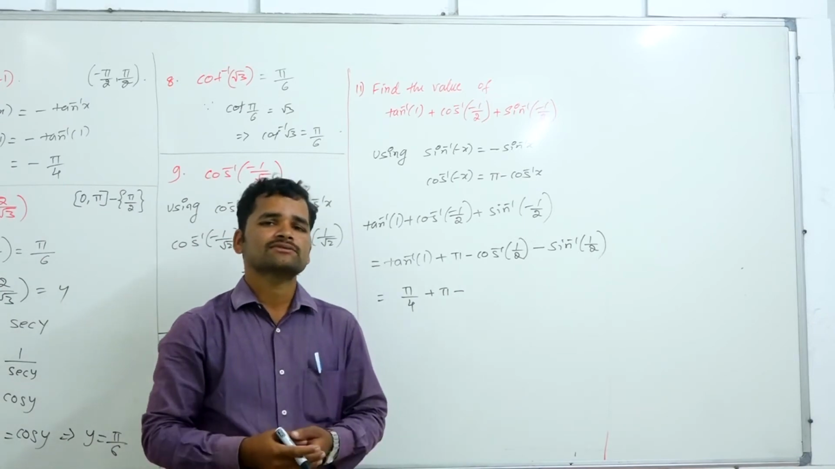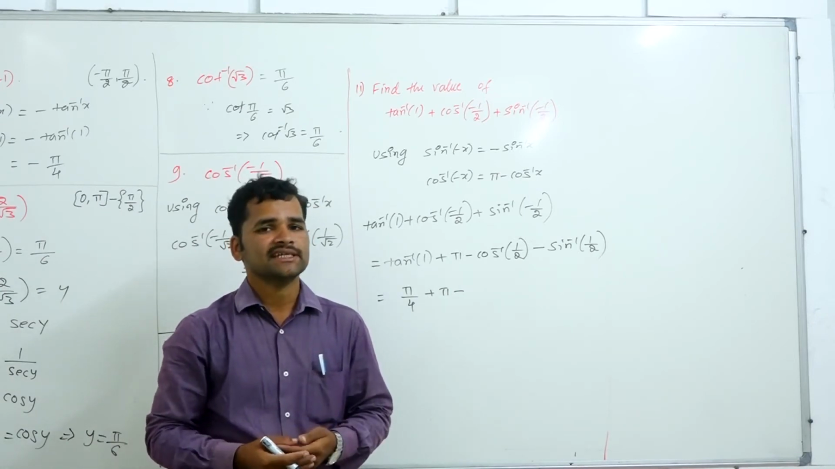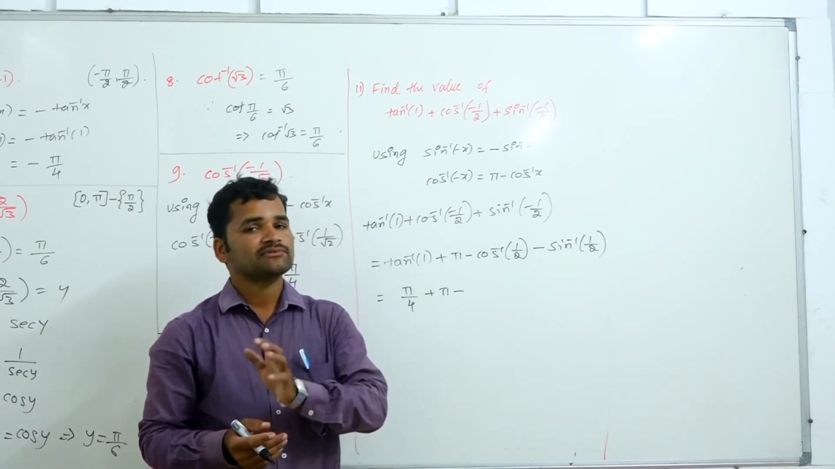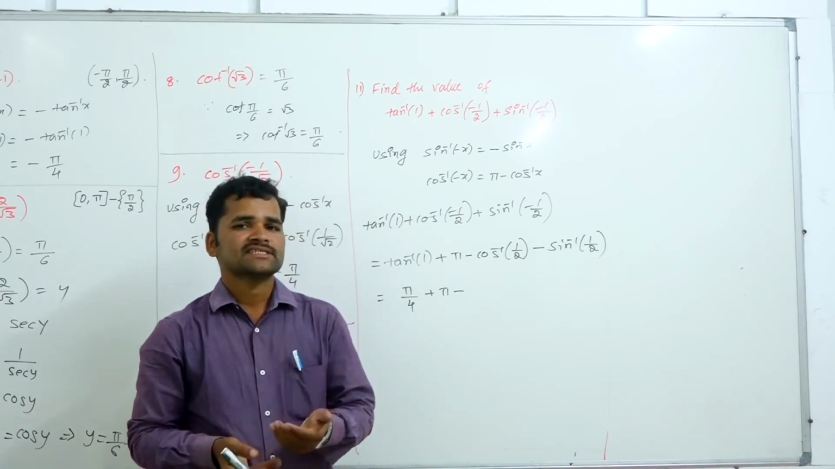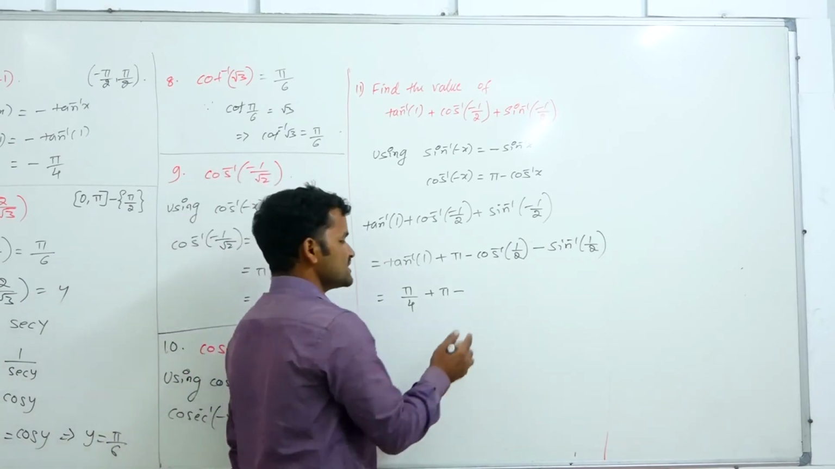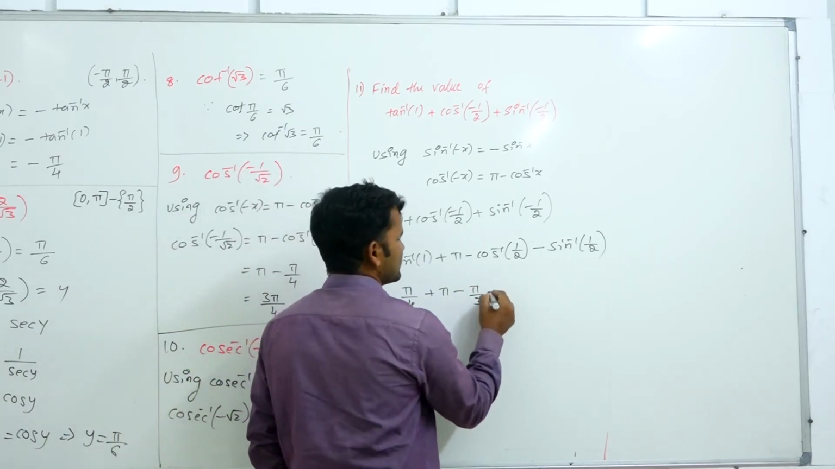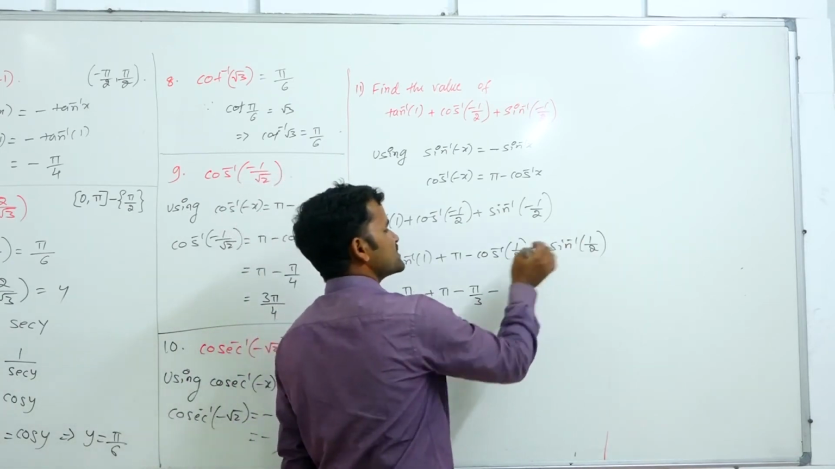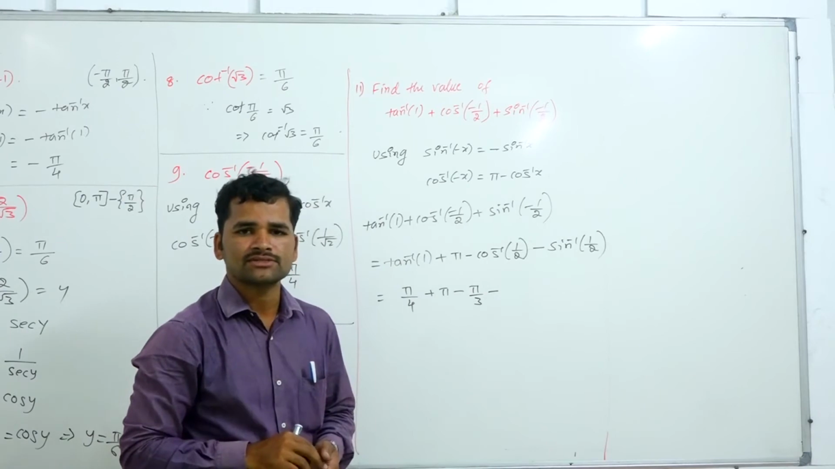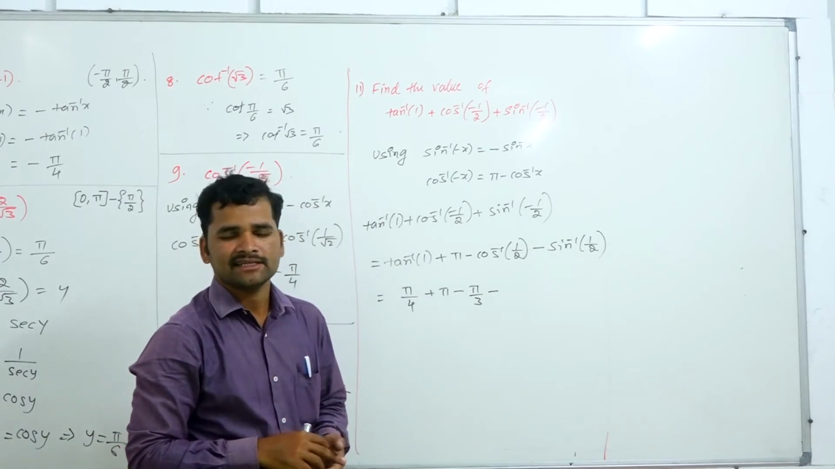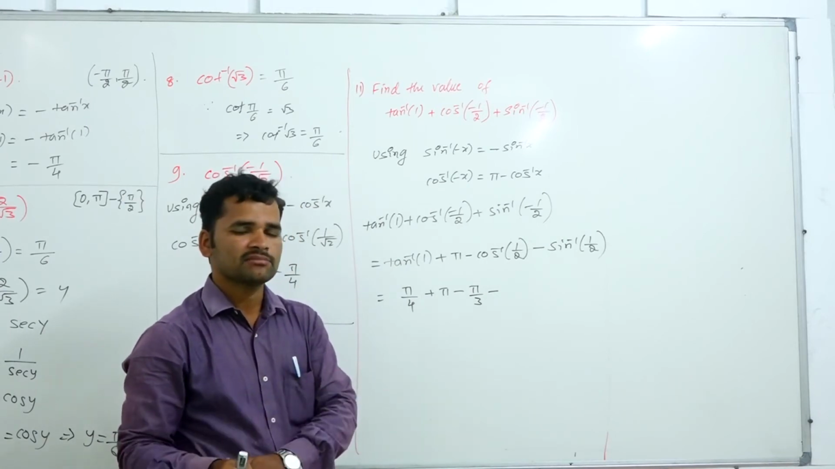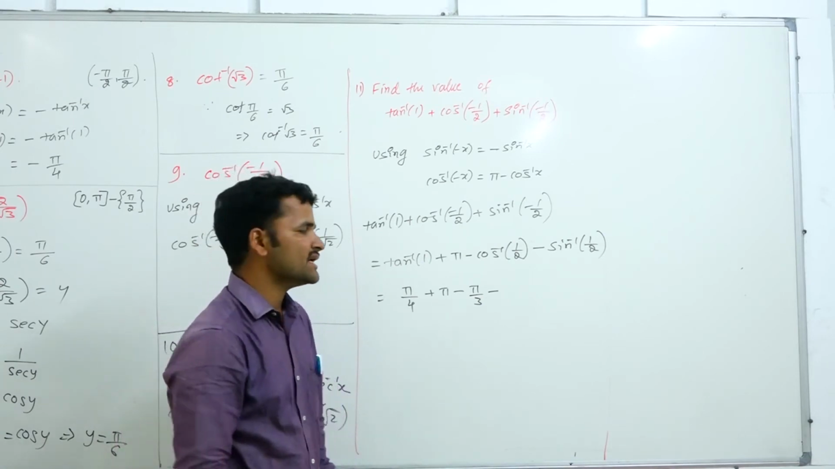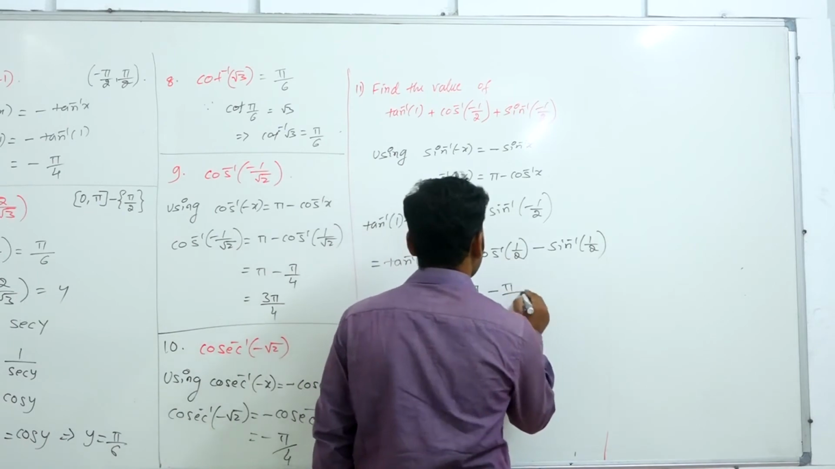Cos of which angle gives you 1 by 2? That is 60 degrees. Cos of 60 degrees is equal to 1 by 2, which means cos inverse of 1 by 2 is 60 degrees. 60 degrees in radians is pi by 3, minus sin inverse of 1 by 2. Sin of which angle gives you 1 by 2? 30 degrees. So sin 30 is equal to 1 by 2, which means sin inverse of 1 by 2 is equal to 30 degrees. In radians it is pi by 6.